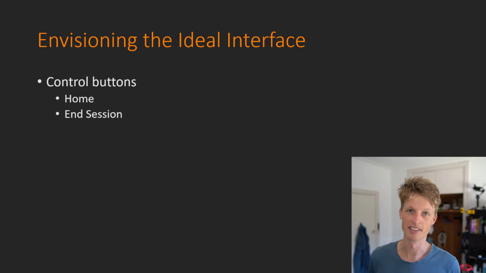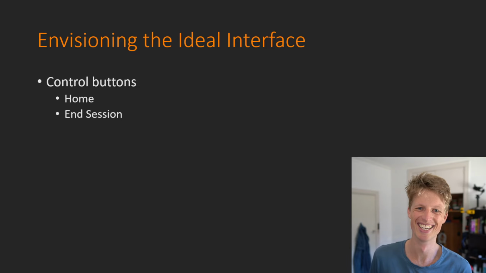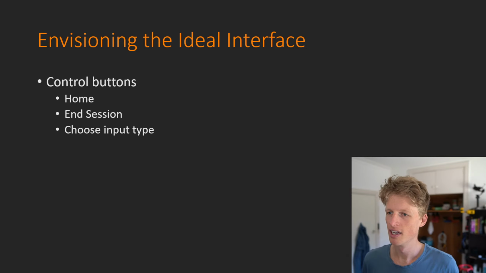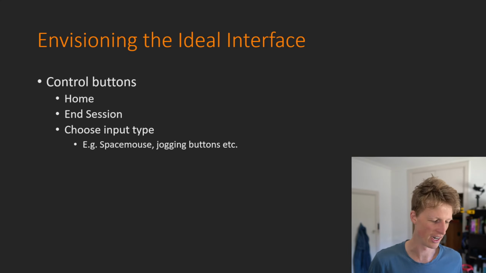I've got another one for ending the session, so that when I'm done with my session, I can just click that button and then Jugglebot will close down to its lowest position and basically turn everything off. I would like to be able to choose the input type. So for example, right now I'm doing most of the control just with my space mouse, which you'll see soon, a little bit of a spoiler.